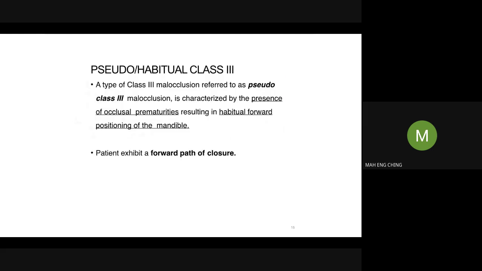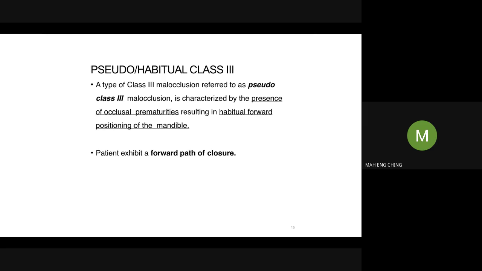So now we come to the pseudo or habitual Class 3. A typical Class 3 malocclusion, referred to as pseudo Class 3 malocclusion, is characterized by the presence of the occlusal prematurity, resulting in a habitual forward positioning of the mandible. It just means the patient has the initial contact on the incisor usually, then the jaw will slide forward. So this one is considered a displacement or functional shift. This is what we call the pseudo habitual Class 3 malocclusion.